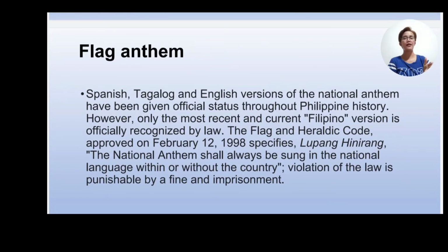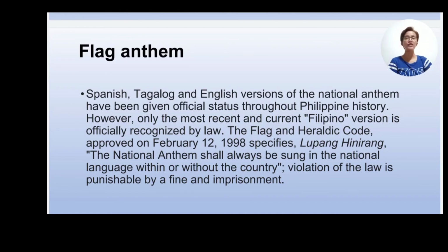The flag anthem or the national anthem. Spanish, Tagalog, and English versions of the national anthem has been given official status throughout Philippine history. However, only the most recent and current Filipino version is officially recognized by law. The Flag and Heraldic Code, approved on February 12, 1998, specifies lupang hinirang, the national anthem shall always be sung in the national language within or without the country. Violation of the law is punishable by a fine and imprisonment.